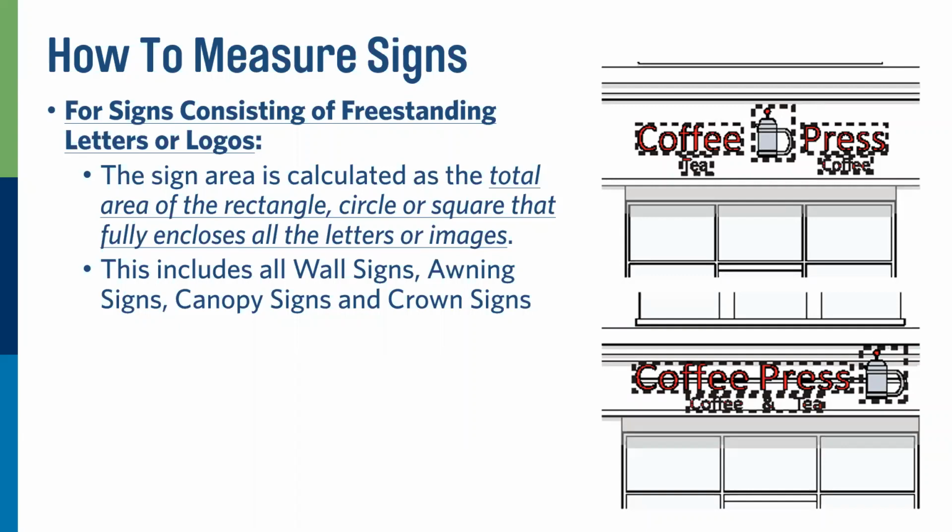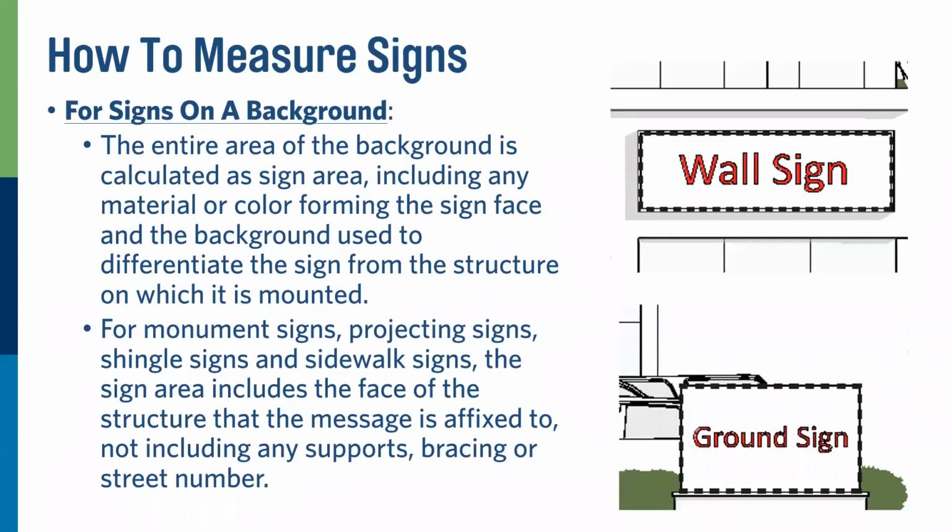Yep. All right. So this is for all wall signs, awning, canopy, and crown signs. Now, signs for background. So traditionally you might have like a piece of plywood that you paint and then you put your lettering on top of it. A solid sign, not letter signs. Again, the area is the square footage of the entire background. So it's not just the area of the letters, it's the area of the entire background. The reason why is because that is considered part of the sign.